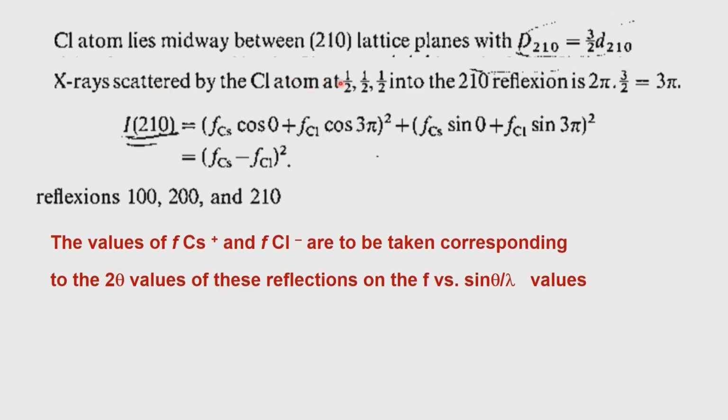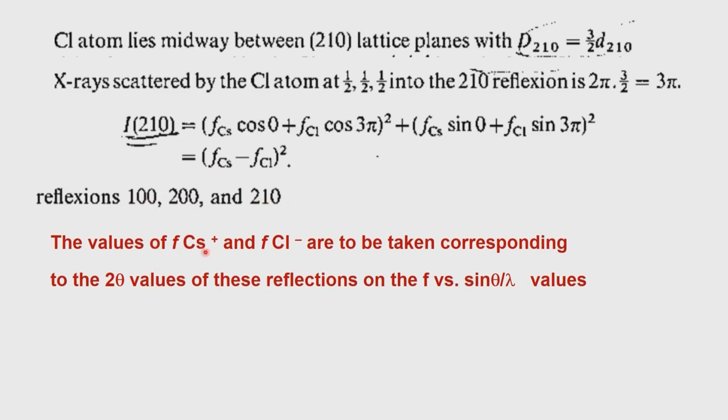So, the X-ray scattered by the chlorine atom at half into this reflection will be 2 pi times 3 by 2, that happens to be 3 pi. So, for 210 you can calculate, you have FCs cosine 0, that does not change, but FCl cosine becomes 3 pi now, square of that, and the sine part also becomes square. So, the value can be calculated as FCs minus FCl square. So, the reflections 100, 200 and 210 do not appear, as we again discussed earlier with the figures.